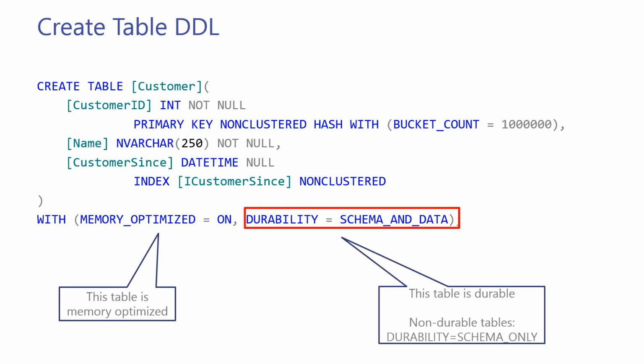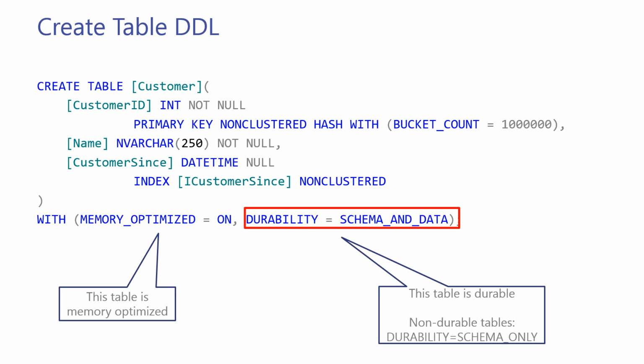The second option that we've added is this option durability. So in this case, I selected durability is schema and data, indicating that the data in the table is fully durable. So it will survive any server crash, any operations on the table are fully logged, and a persistent copy of the table is kept on disk for recovery purposes.